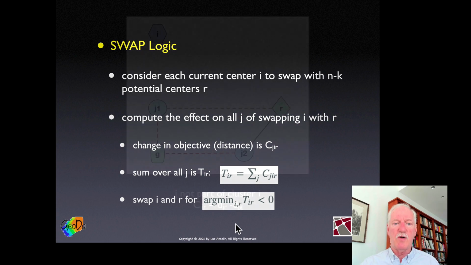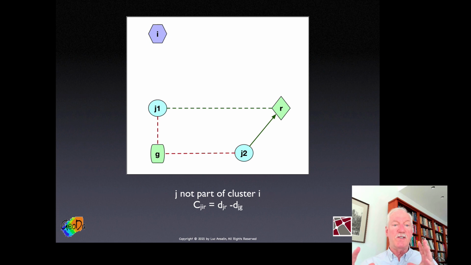Okay, let's make this concrete. There's 3 different situations to consider. The first situation, remember, we evaluate this for each point. For each point, we evaluate what happens if the current center, I, is replaced by a new center, R. So I is no longer a center. So we have to look at what happens to J in terms of what it currently is assigned to.